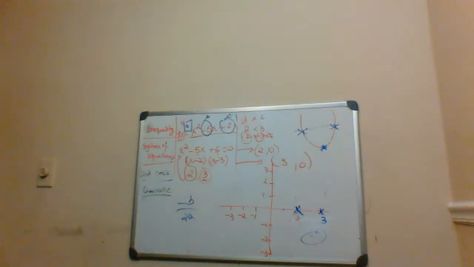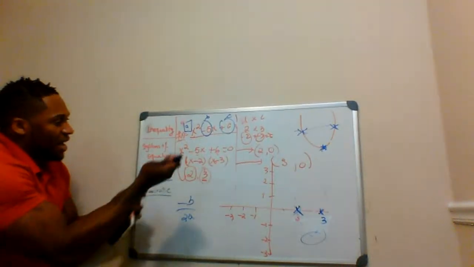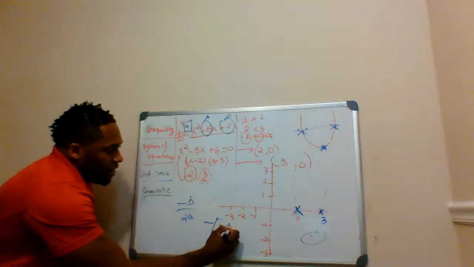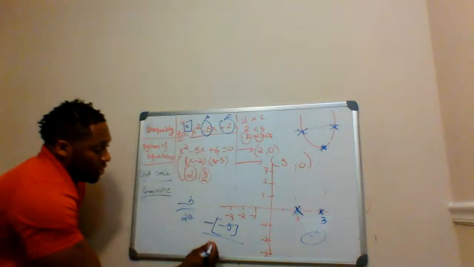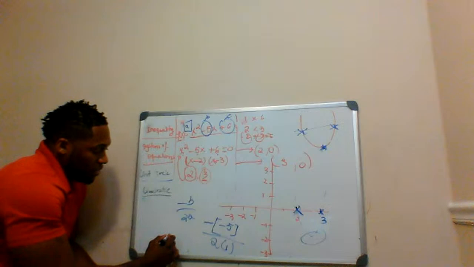Okay, I want to see what minus b divided by 2a equals. Somebody say 2.5. Okay, let me see what that is. Minus b is, b is -5, so that would be minus -5, divided by 2a. A is 1, because there's nothing in front of the x squared. So 2 times 1.